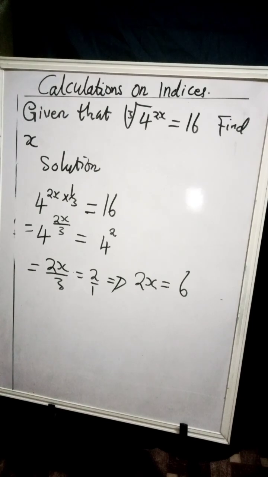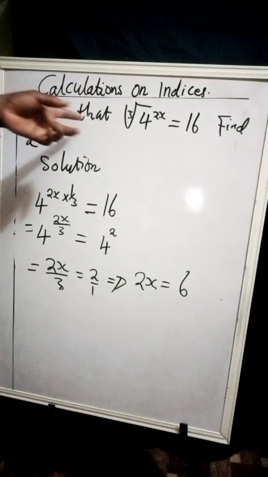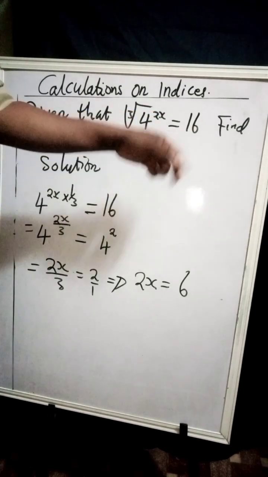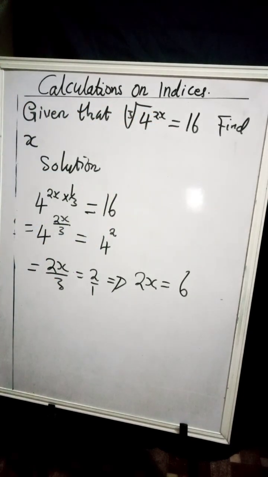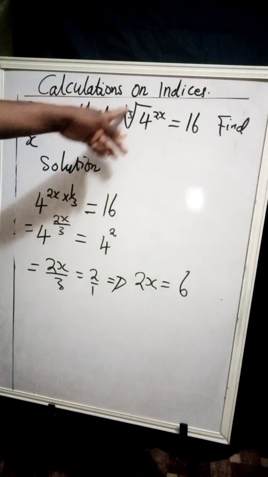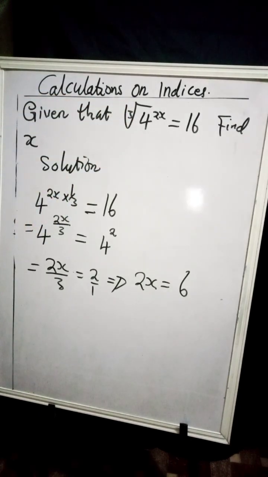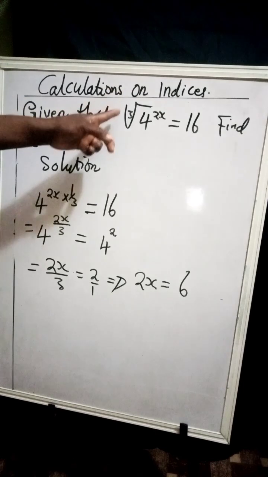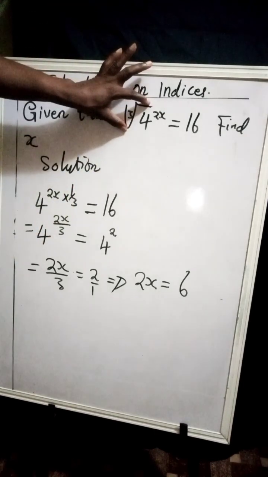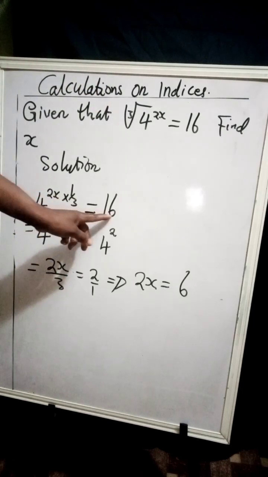Now, let's step up a bit. Given that the cube root of 4 to power 2x is equal to 16, find x. Remember all that we have been doing, we have already established that the cube root is the same thing as the power of 1/3. So this is the same thing as 4 to power 2x multiplied by the power 1/3, is equal to 16.